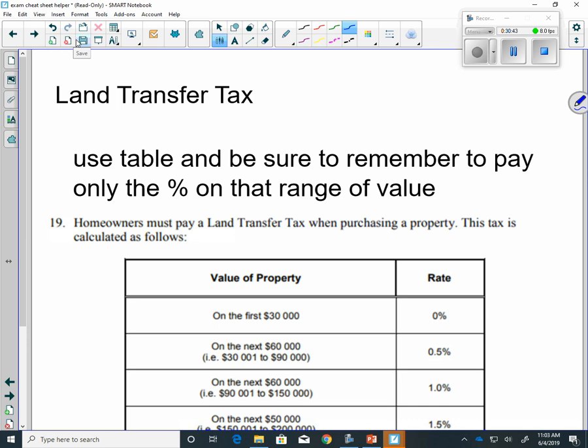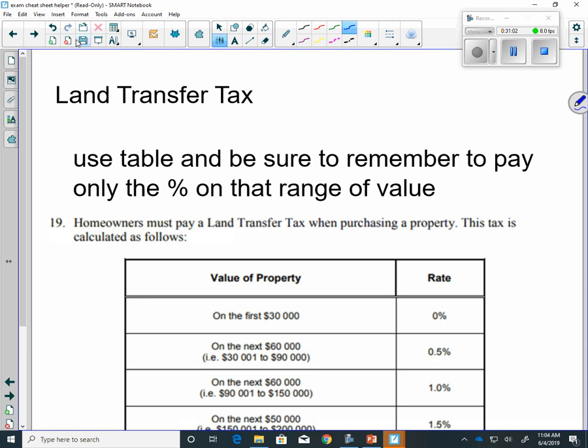This one here has 40 pages. Most of them are long answer. There's only maybe 8 or 9 that are short, multiple choice.